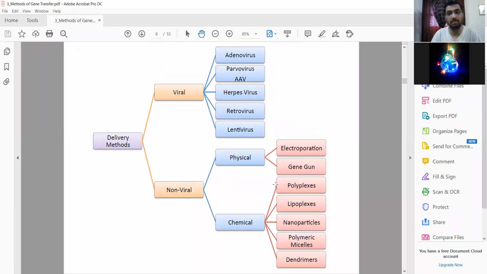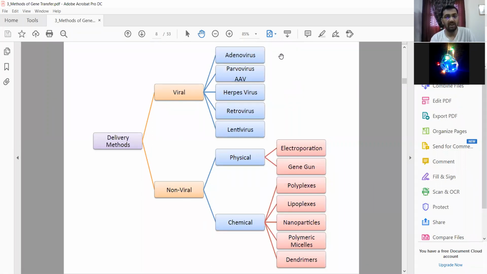Now coming to the delivery methods. You have made the clone or a recombinant vector, and now you have to deliver that vector back into a living cell. That living cell could be of prokaryotic origin, eukaryotic origin, or anything which we think is of importance. So there are two delivery methods: one is the viral method, another is the non-viral method.